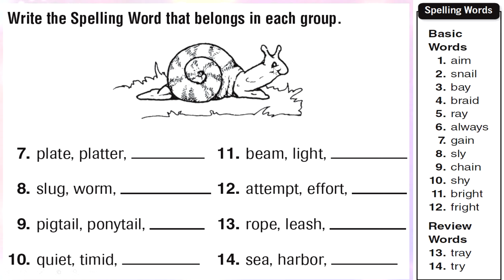And the slug is similar to the snail, but it doesn't have this shell on it. Number 9. Pigtail, ponytail. Give me a hairstyle. Number 10. Quiet or timid. Timid is the opposite of brave or strong. So this means weak person, timid.